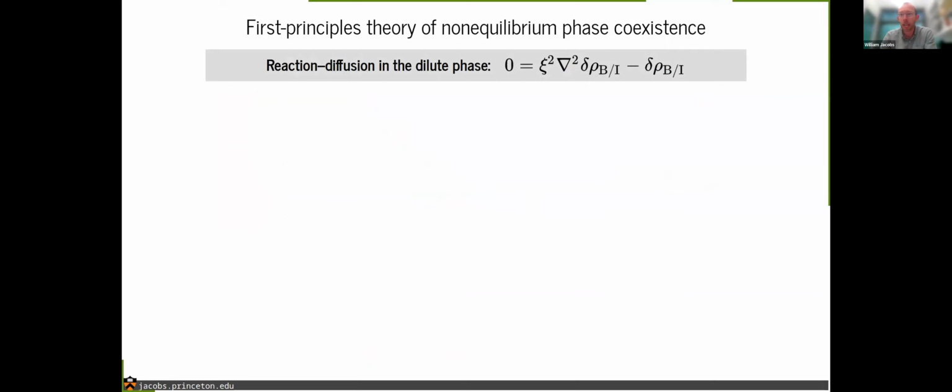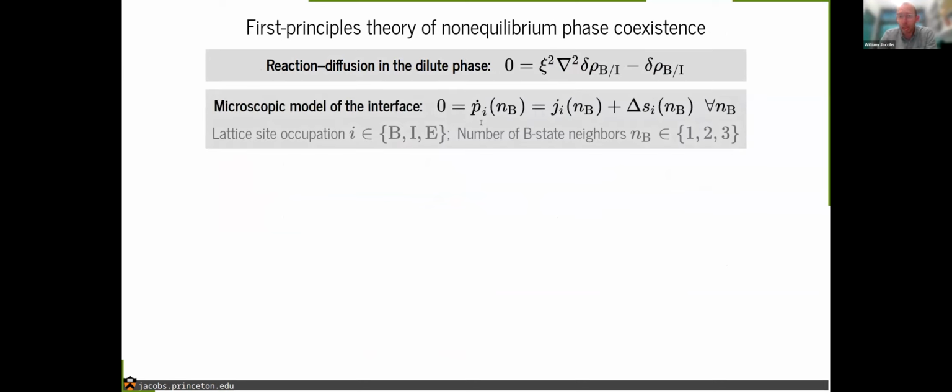Right, so all of this gives us an approach to try to predict these effects from a theoretical point of view. So I'll just quickly walk you through what we've done here and try to answer the initial question that I posed. So in the dilute phase, we can use this reaction-diffusion equation. But our new contribution is to think about a microscopic model of the interface. So we're essentially writing down a master equation that captures the microscopic rates that we have in our simulation.